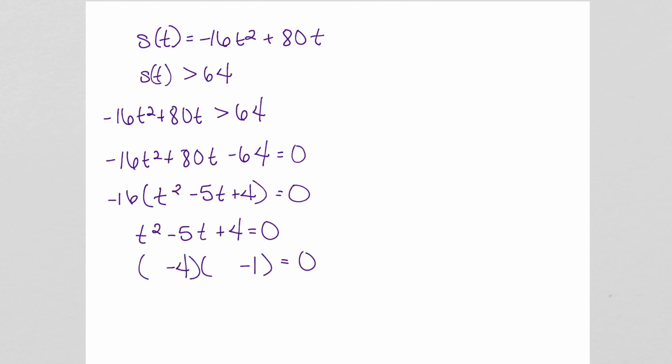Negative 4 and negative 1 multiply to give us positive 4 and add to give us negative 5. So set both of those equal to 0, and we get 1 and 4. So we go through the same process that we have been. I'm going to mark 1 and 4 on the graph. And then we look at our intervals. So from negative infinity to 1, between 1 and 4, and after 4.